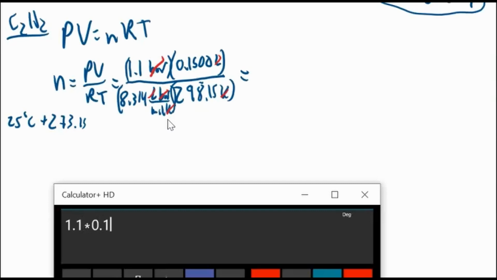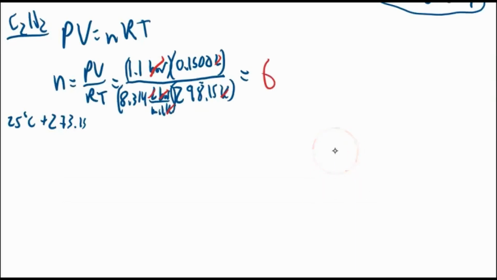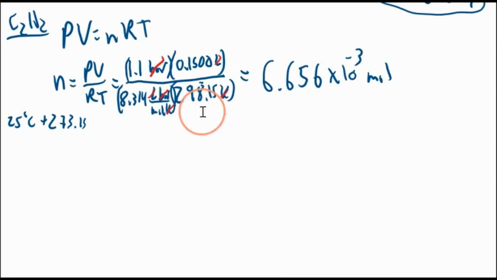Okay, let's plug this into our calculator. 1.1 times 0.150000 divided by 8.3145 times 298.15. It's a really small number, but well, it is a gas. 6.656 times 10 to the negative 5 moles. I'll double check this. Okay, 5 moles, and this is of our reactant, C2H2.